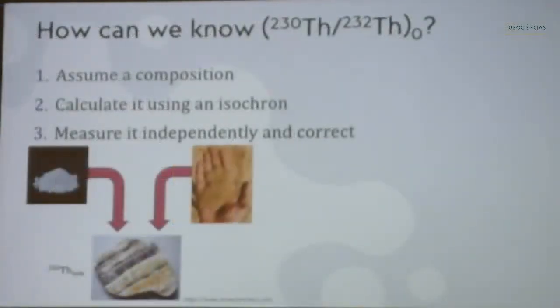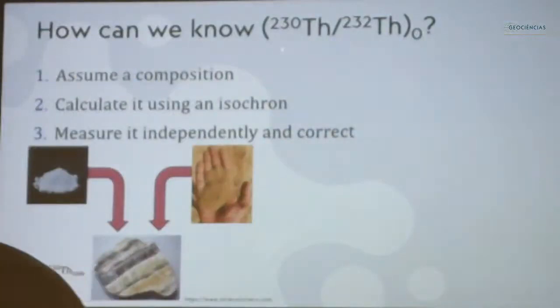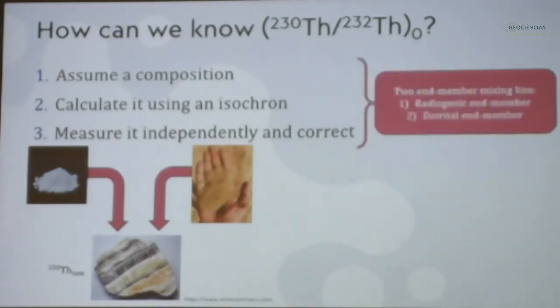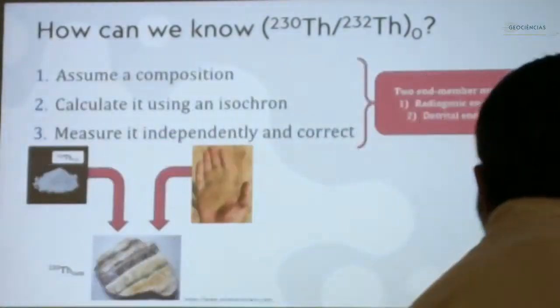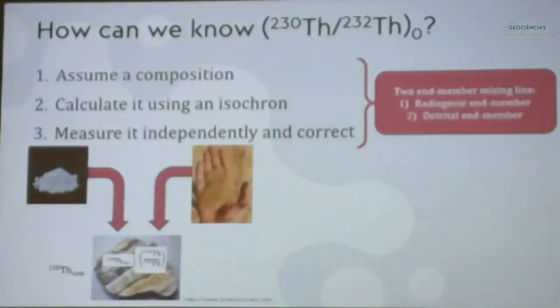So the whole idea is to know the 230/232 of the detrital material that is being incorporated into our sample. There are three main ways to do this. One of them is to assume a composition. The other is to calculate using an isochron, and the other one is to measure it independently and correctly. So we're going to be discussing these three methods very quickly. Again, these are two-member mixing lines, assuming that we have an authigenic and a detrital part.